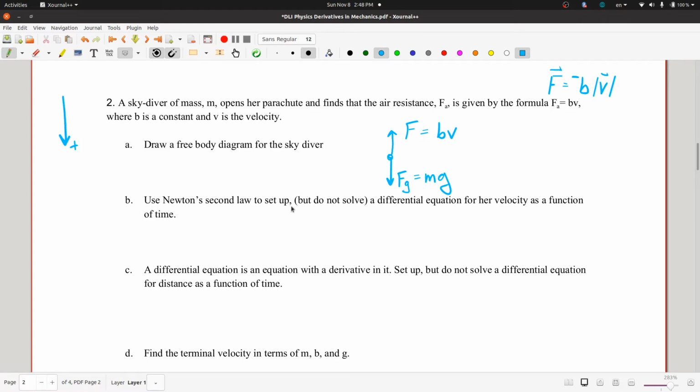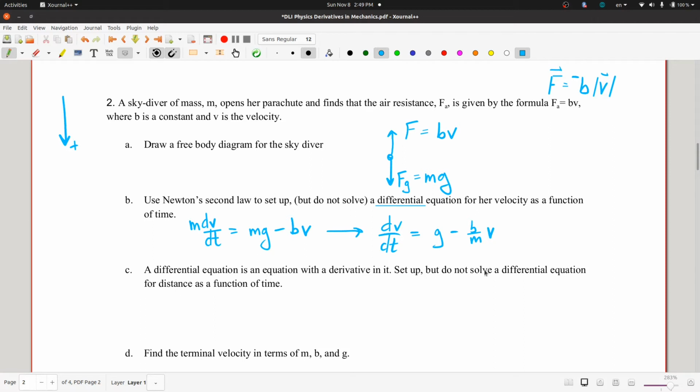Part B, use Newton's second law to set up but do not solve a differential equation for her velocity as a function of time. Here we see that F equals ma, F net equals ma, so m times the time derivative of velocity. This makes it a differential equation that we put a derivative in here. Mass times acceleration is equal to mg minus bv. That is the net force. So if we divide everything by m, we see that dv/dt is equal to g minus b over m times v.